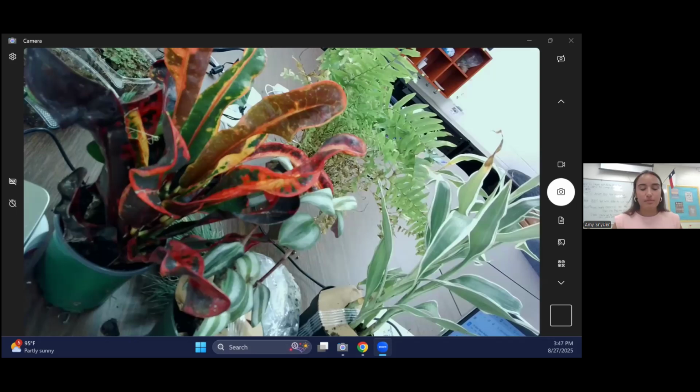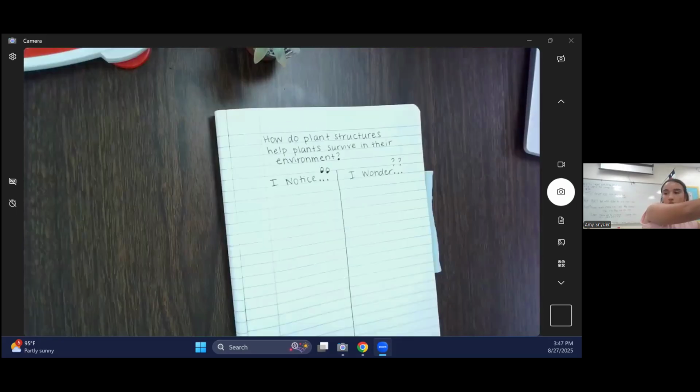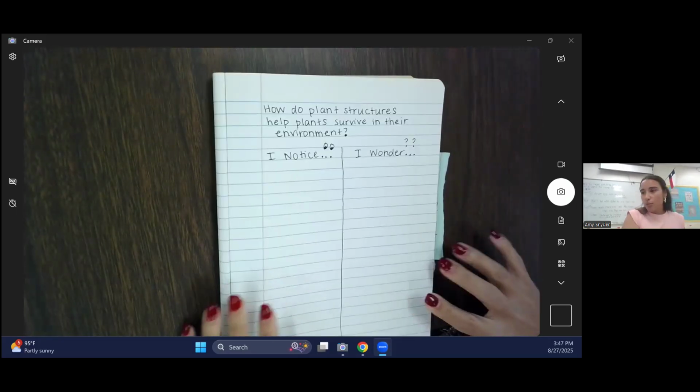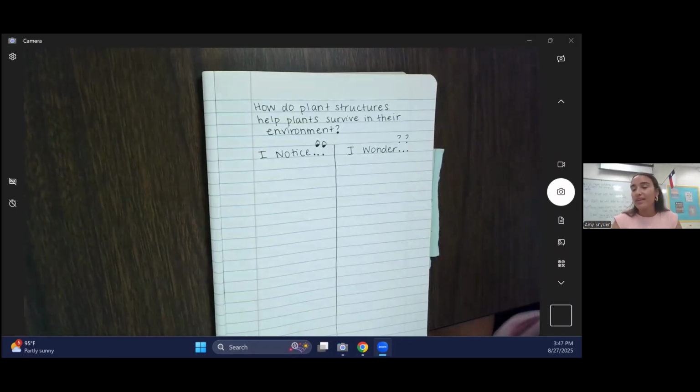So the Engage is just to get them to make those initial observations and just to get them asking questions about the structures. So when you're doing an Engage in their science notebooks, you could have them record the guiding question. So here my guiding question would be, how do plant structures help plants survive in their environment? So that's going to really anchor all of this instruction that we do over the course of these 3 days. We want to answer that question and apply it to a variety of different types of plants.